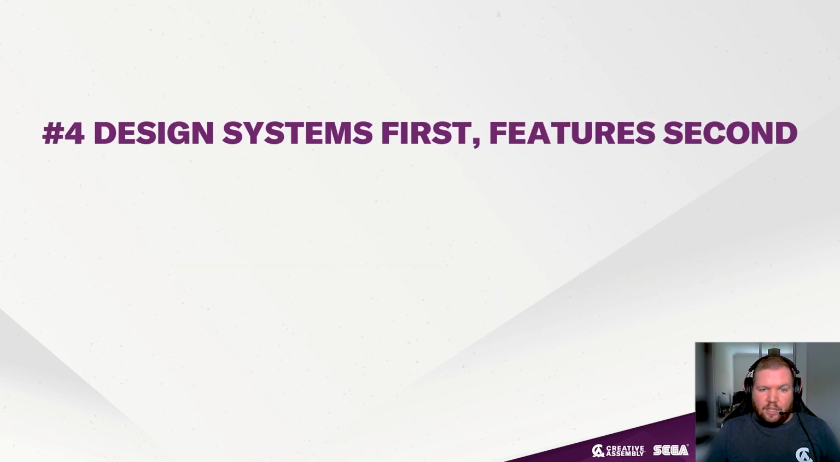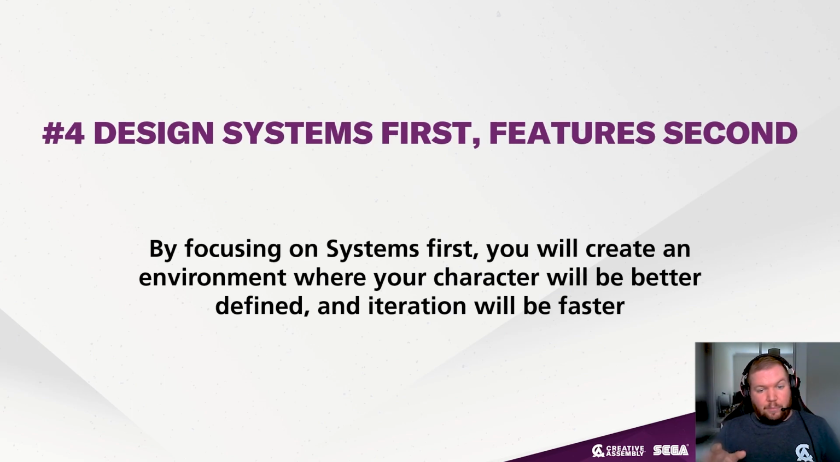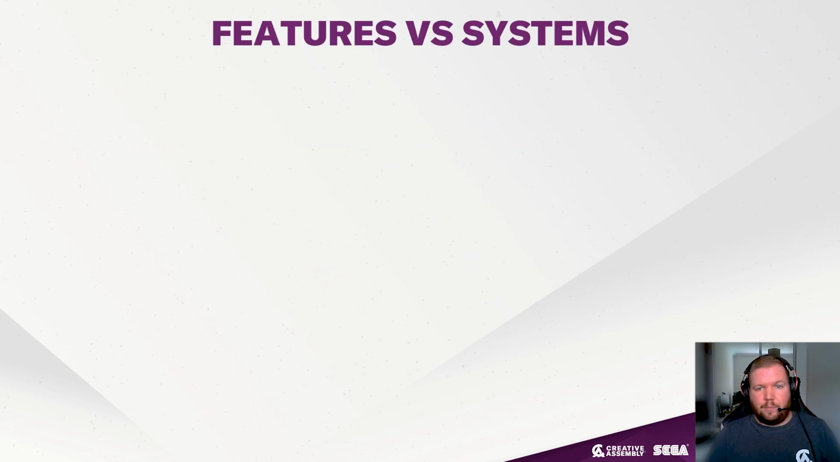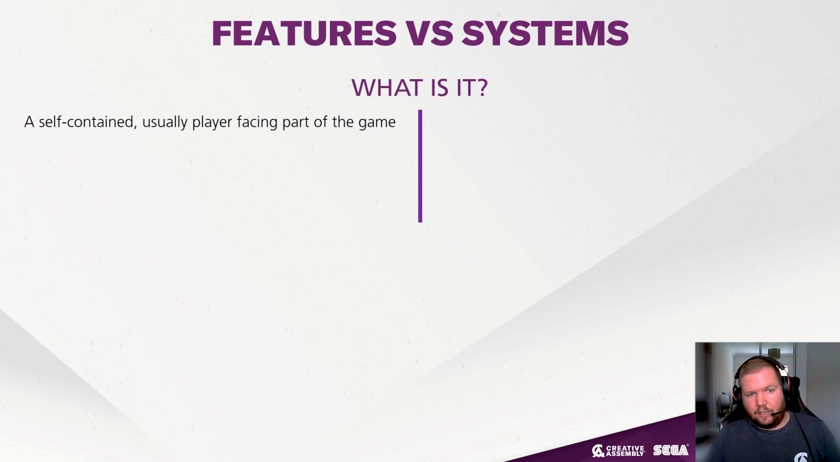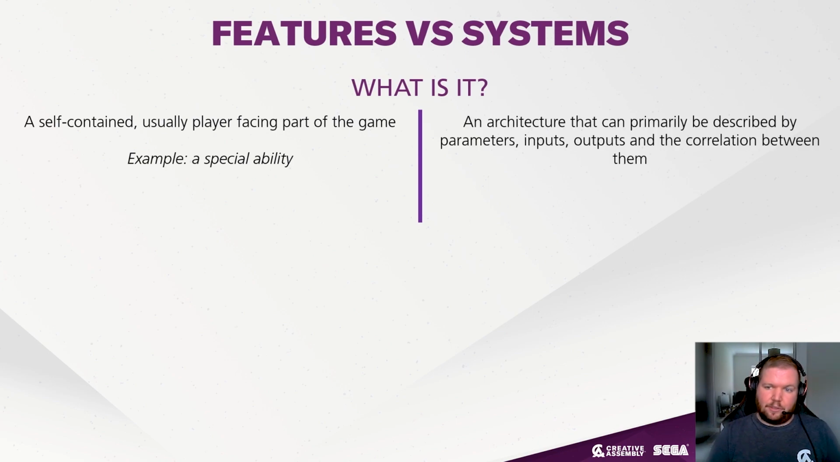Okay, and let's talk about point number 4, which is design systems first and features second. By focusing on systems first, you'll create an environment where your character will be better defined and iteration on your character will be significantly faster down the road. But let's talk about what features and systems are. A feature is a self-contained, usually player-facing part of the game. That can be, as an example, a special ability. Systems are more of an architecture that can be described by parameters, inputs and outputs, and the correlation between those parameters, inputs and outputs. An example is an interaction system.